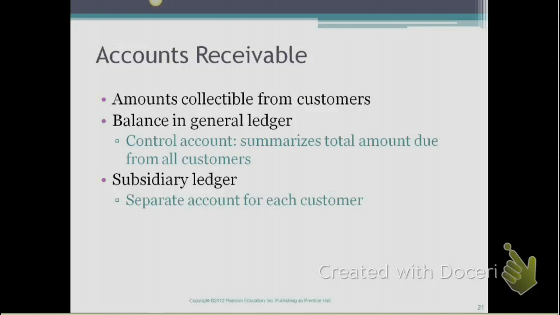The accounts receivable account shows the amounts that are collectible from customers. The balance that you see in the general ledger is called a control account. Basically, a control account is just a summary account. It shows the total amount due from all the customers. To see what is due from each individual customer, a company keeps a separate ledger called a subsidiary ledger. The subsidiary ledger has a ledger account for each customer.